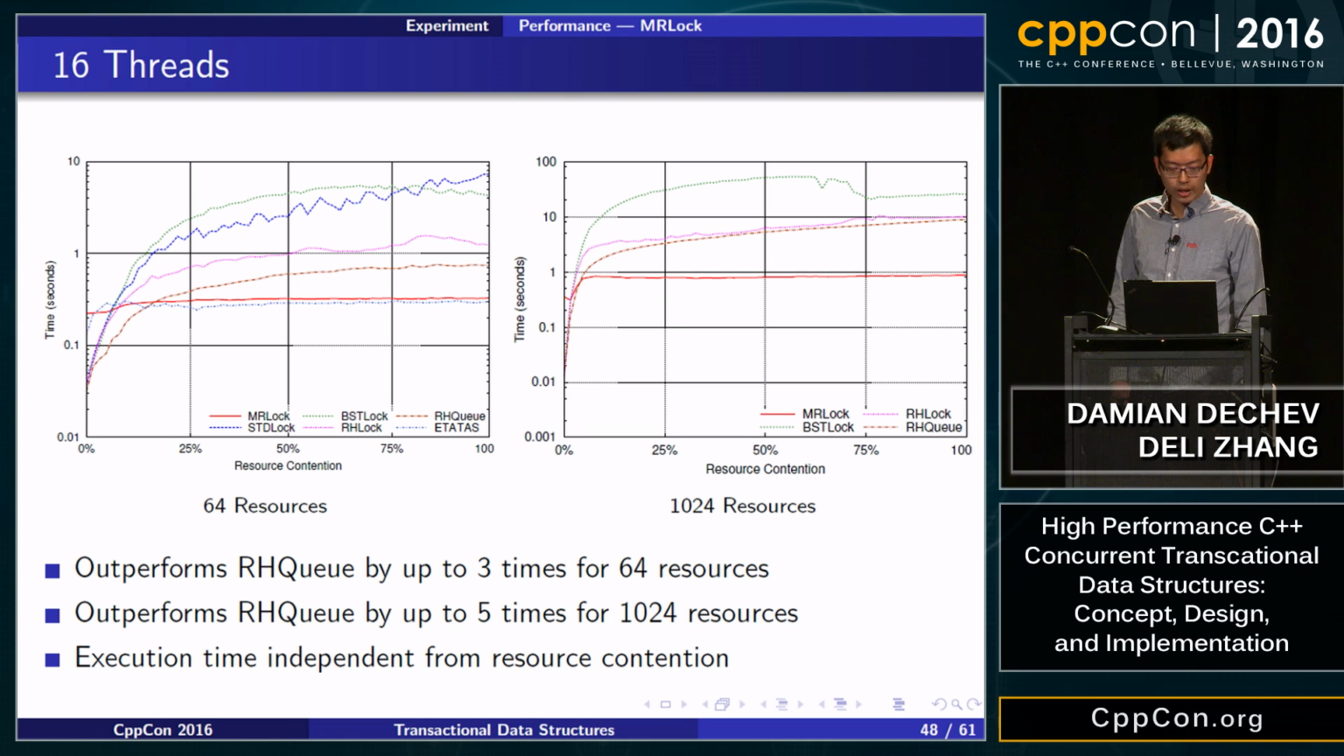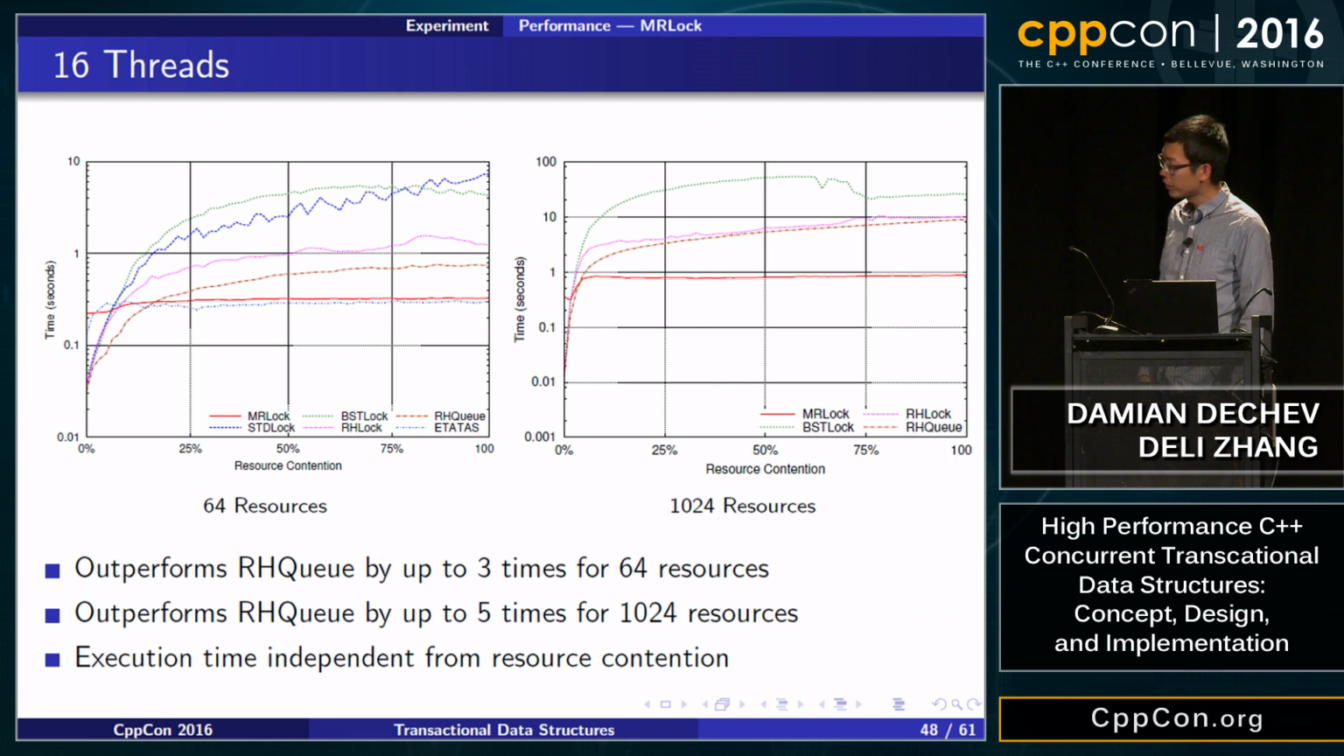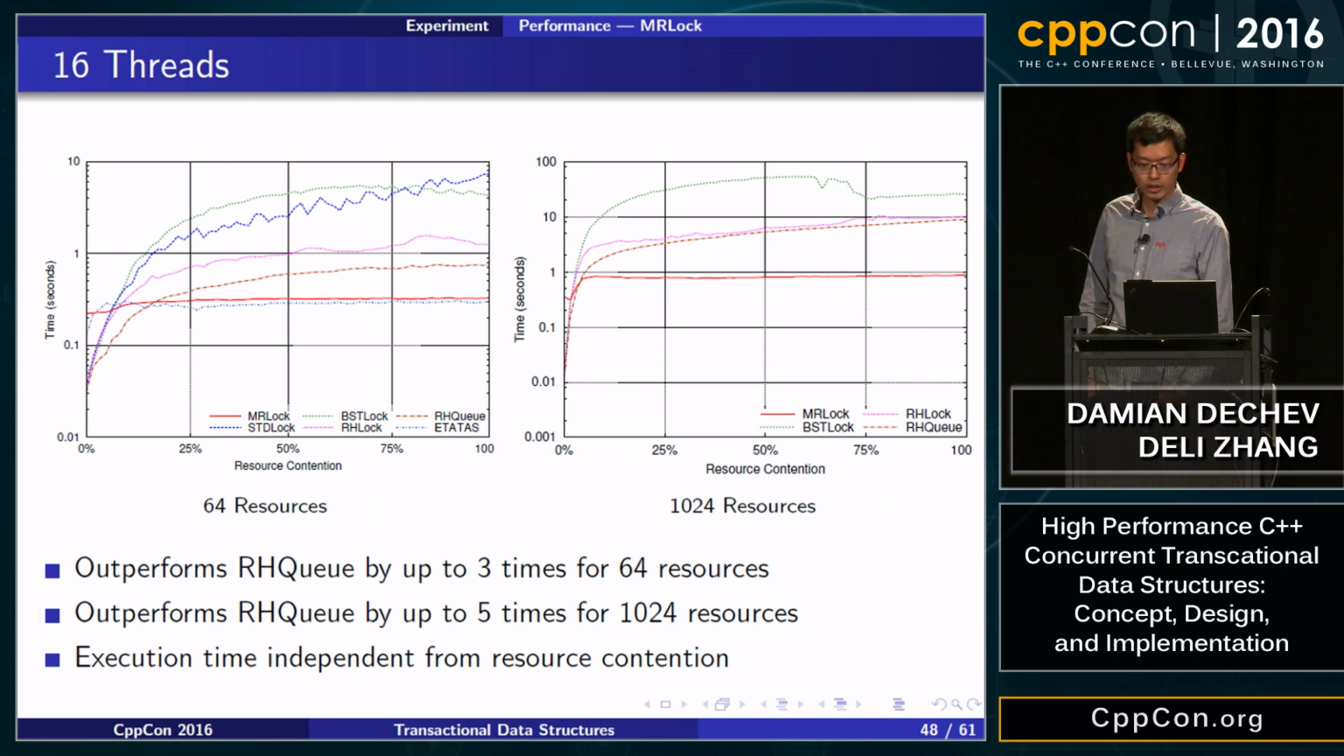But for MRLock and the extended TATAS lock, the execution time stays almost constant. This is a major difference between batch locking and the locking protocols: batch locking is insensitive to resource contention, because no matter how many resources you are requesting, they are all handled in the same way. Overall, the MRLock outperforms the best performing alternative, which is the resource hierarchy with a Q-lock, by up to 3 times for 64 resources and up to 5 times for 1,024 resources.